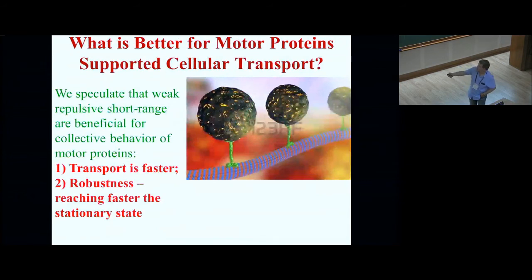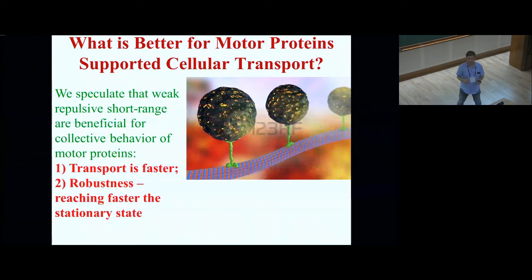So this is, again, the question I already asked. What is better for motor proteins? What is better for transport supported by motor proteins? It's my speculation, and I may be totally wrong, but I think it's better if transport is faster, and repulsions, at least in this case, give these conditions. But it's also better to be robust. What is good about the stationary state is that behavior is repeatable. If I'm in the transient region, behavior is not repeatable; it could be random. So I believe that weak repulsions satisfy both conditions: my transport is faster, and simultaneously I can go quickly to the stationary state.